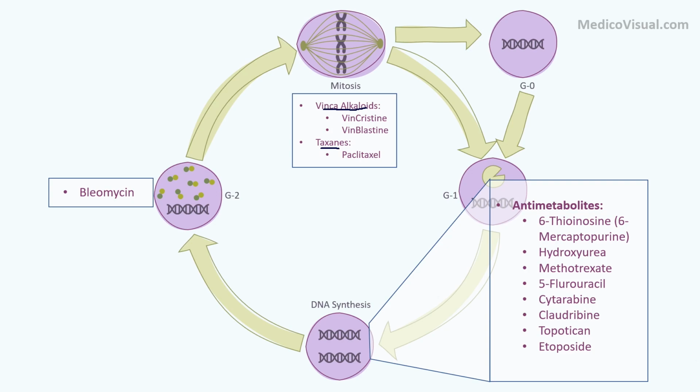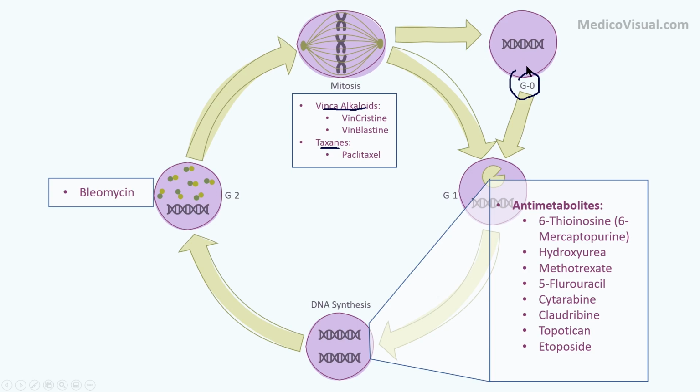Okay, so all the drugs which we have studied up till now act on some specific phase of the cell cycle. All these drugs which act on some specific phase of the cell cycle are called cell cycle specific drugs. But there are certain drugs which are not cell cycle specific. They can act on any phase of the cell cycle. They can act even on G0 phase. They can act even on a non-dividing cell.